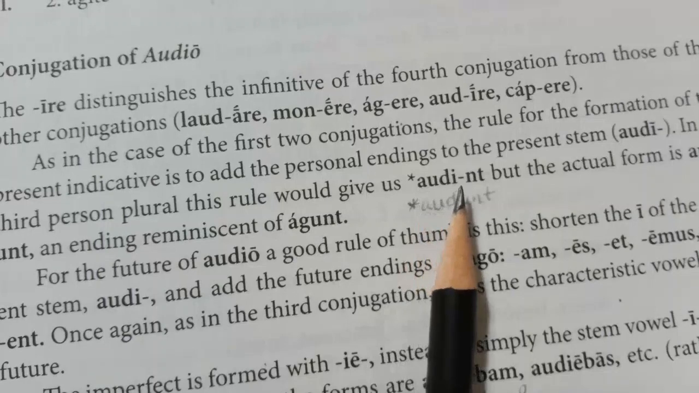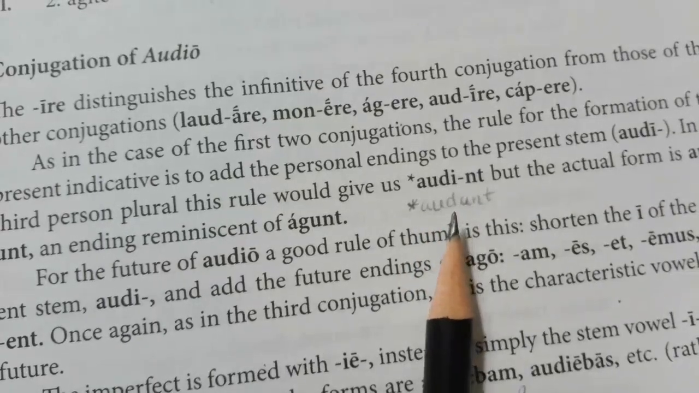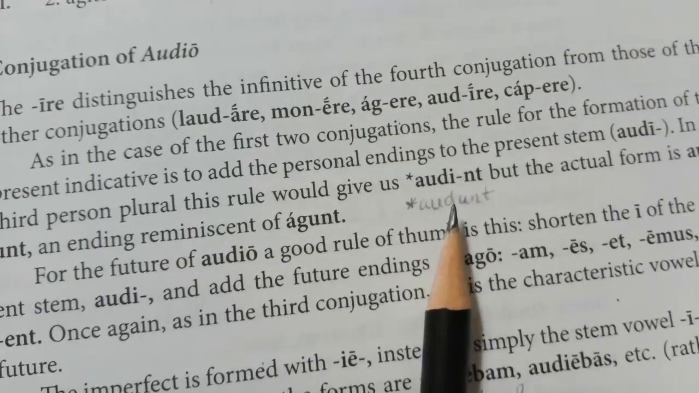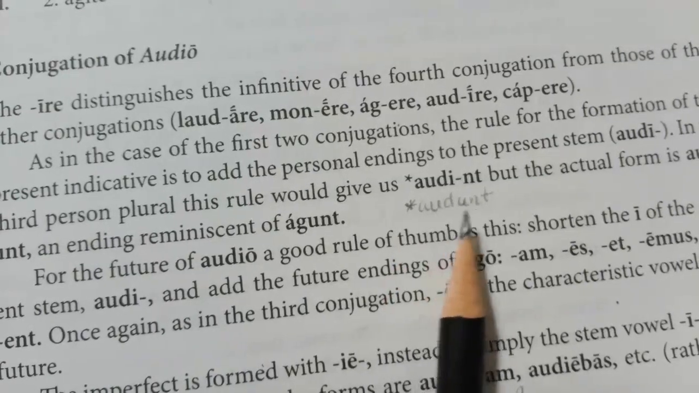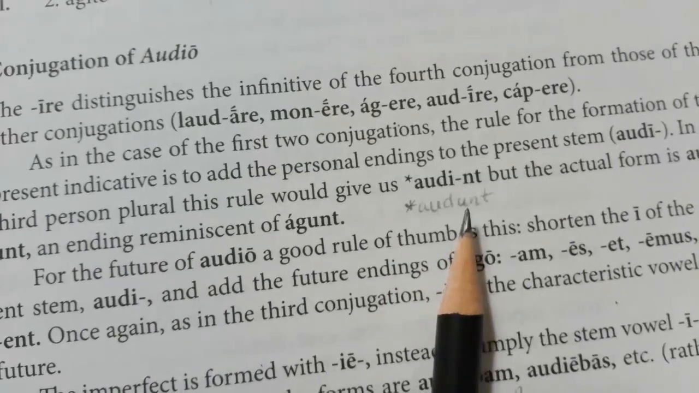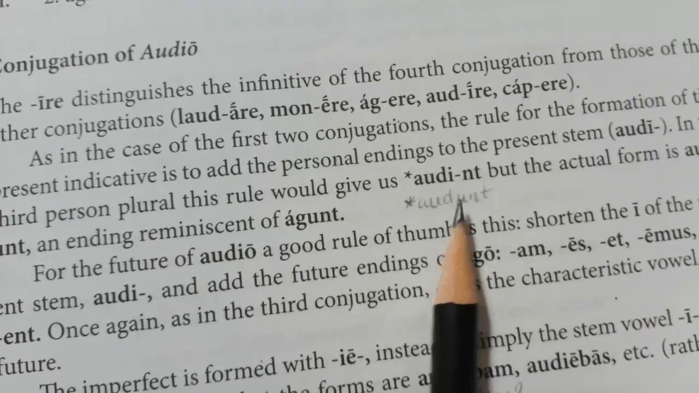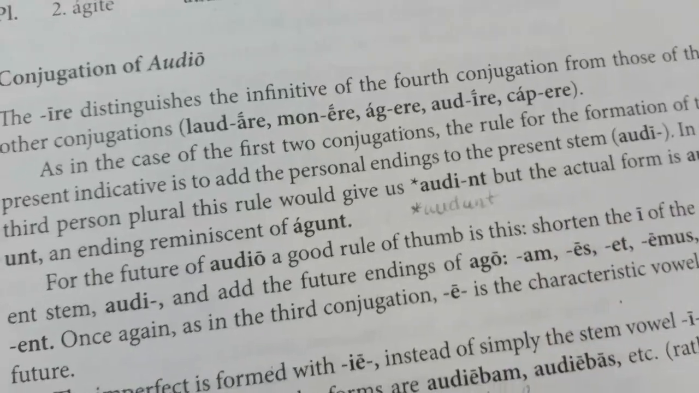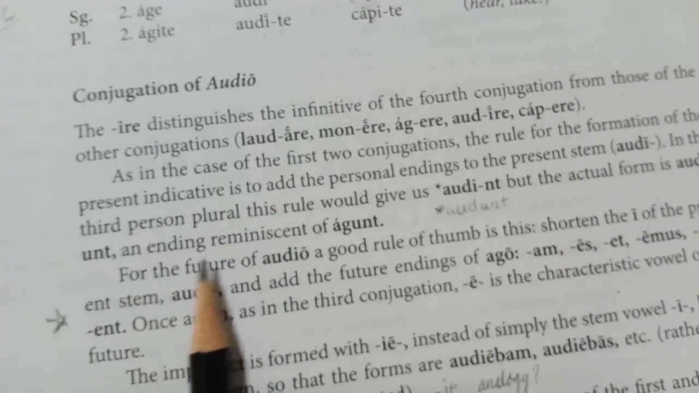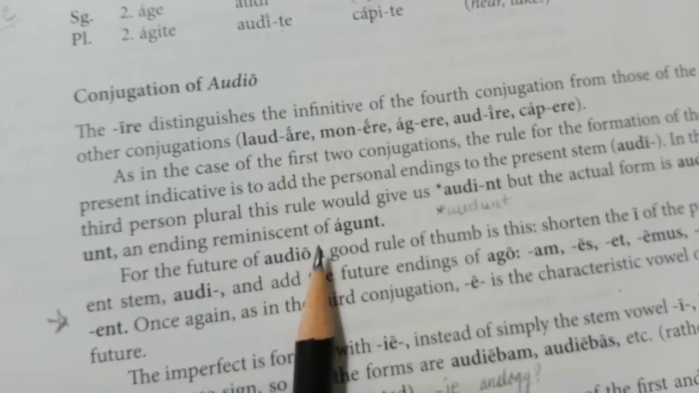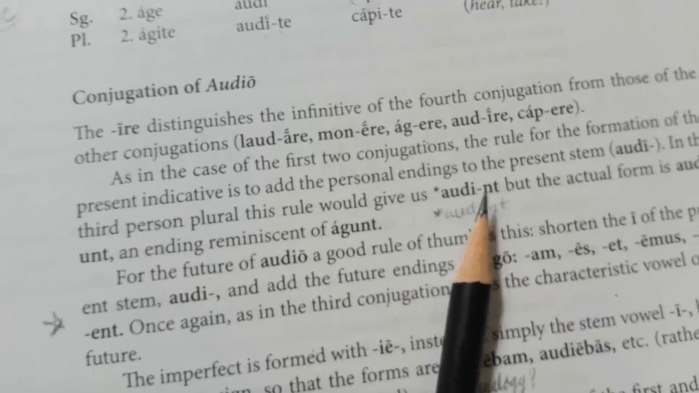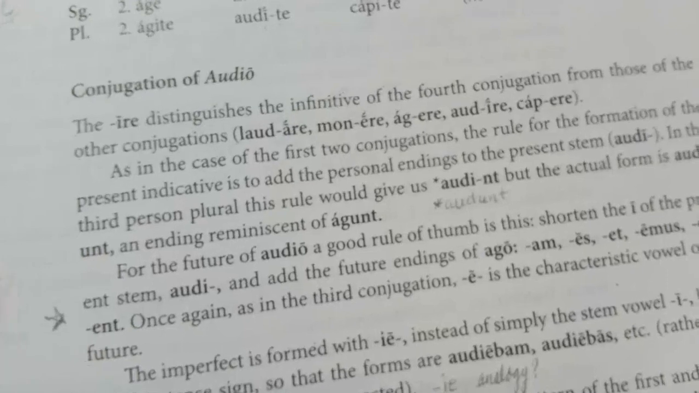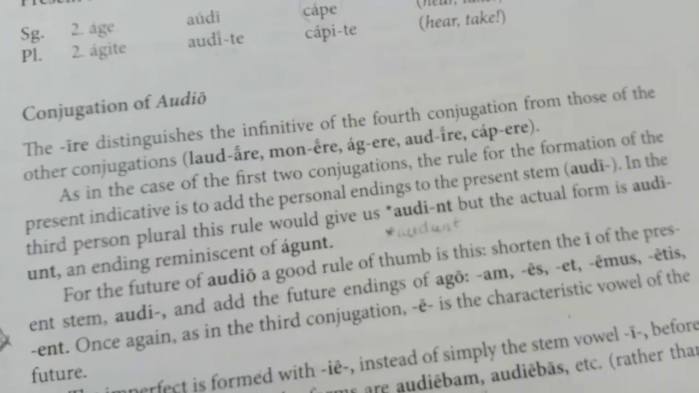So it's not audient, as you would think, or you might think audunt, by analogy with the third conjugation. That also I put an asterisk by, because this is also not a real thing in the fourth conjugation, okay? It's audiunt, as we've just learned. So the actual form is audiunt, an ending reminiscent of agunt, except that the I stays there because he's strong, the fourth conjugation. Okay?